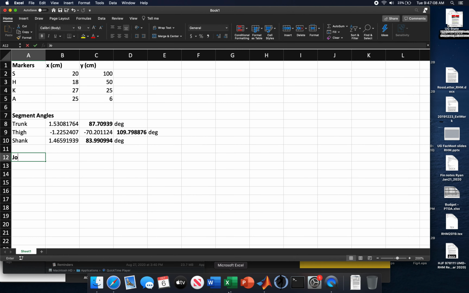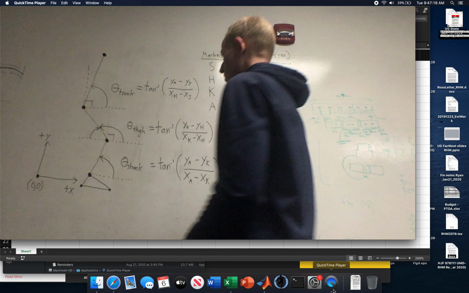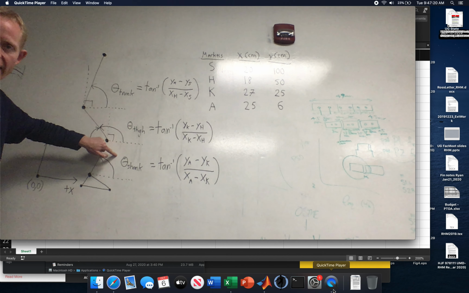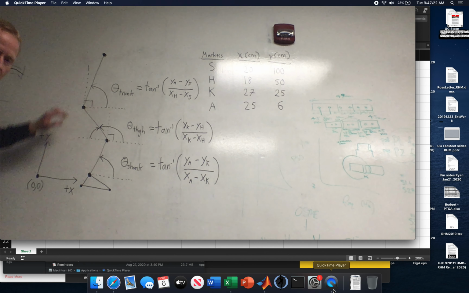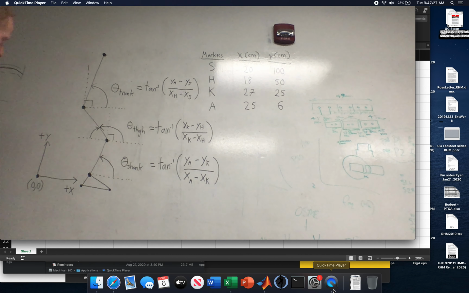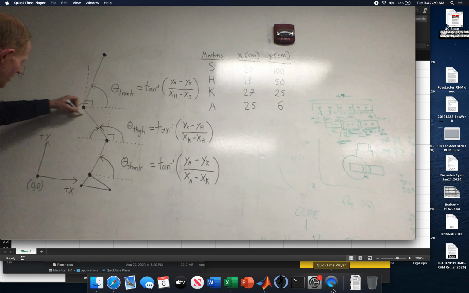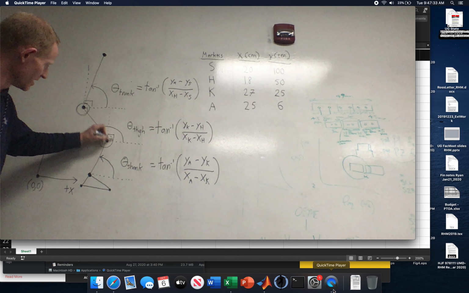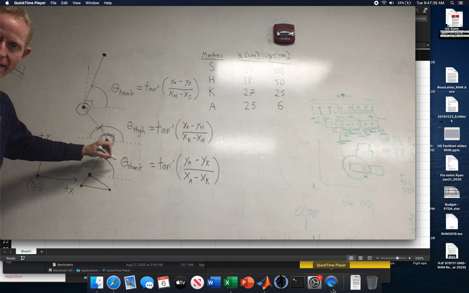Remember my joint angles. The reason I do the segment angles first is because the joint angles are easy after I've got the segment angles. So by having these three segment angles, trunk, thigh, and shank, I can calculate the angles of the two joints that are between those segments. I can calculate the angle of the hip, which is between the trunk and the thigh, and I can calculate the angle of the knee, which is between the thigh and the shank.